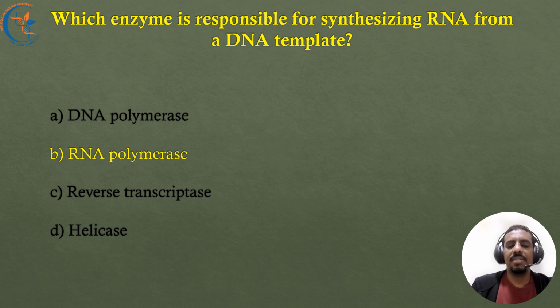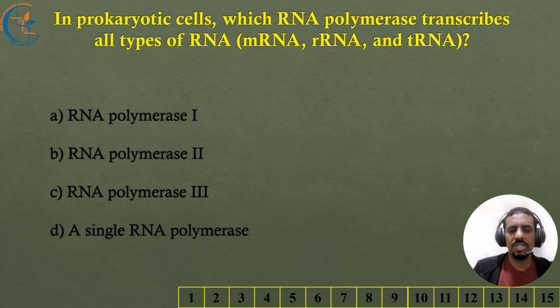All right, the correct answer here is RNA polymerase. RNA polymerase catalyzes the synthesis of RNA from a DNA template during transcription. Unlike DNA polymerase, it doesn't require a primer to start synthesis. All right, let's move on. Okay, let's see the next question here. In prokaryotic cells, which RNA polymerase transcribes all types of RNA, including messenger RNA, ribosomal RNA, and transfer RNA?